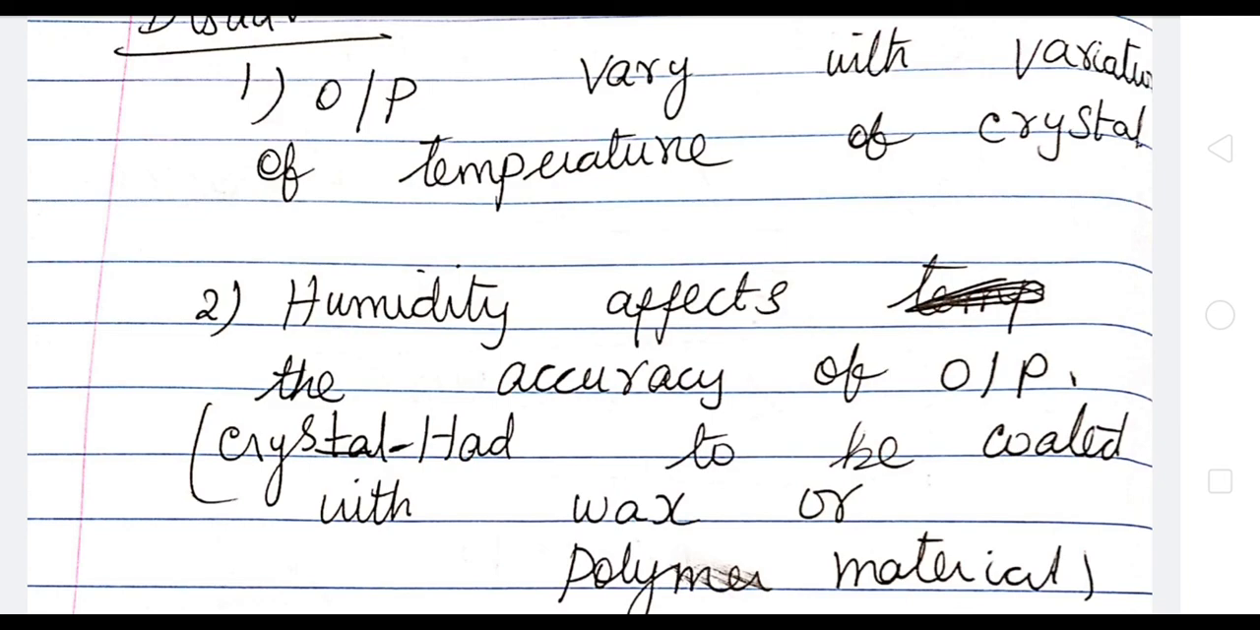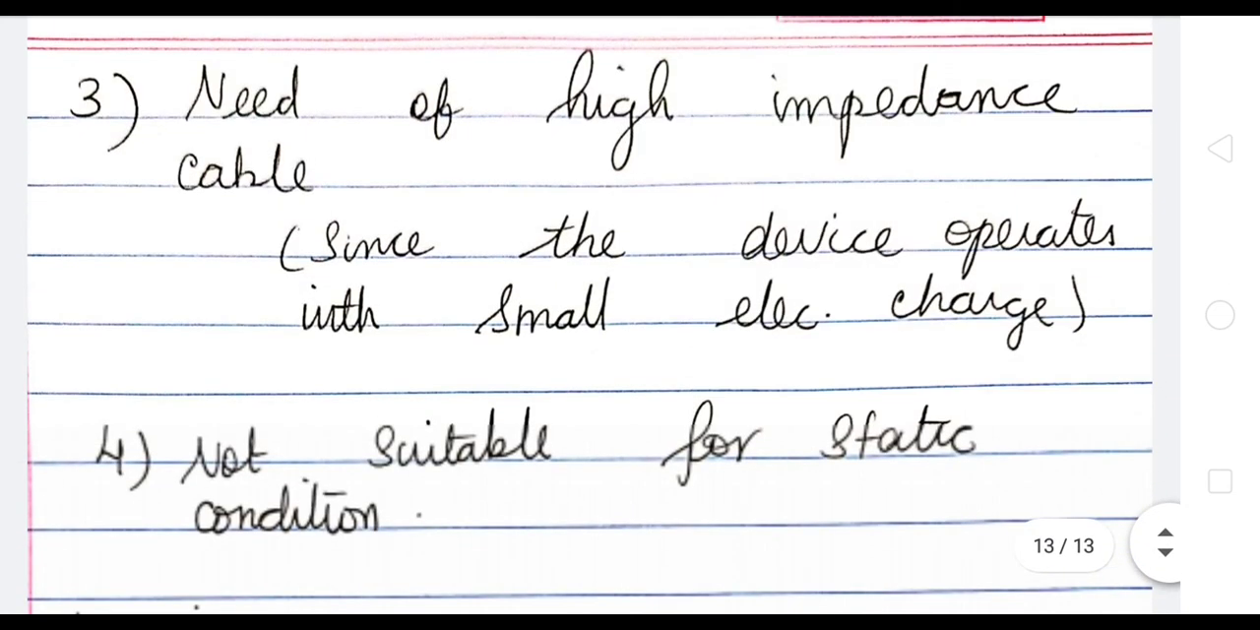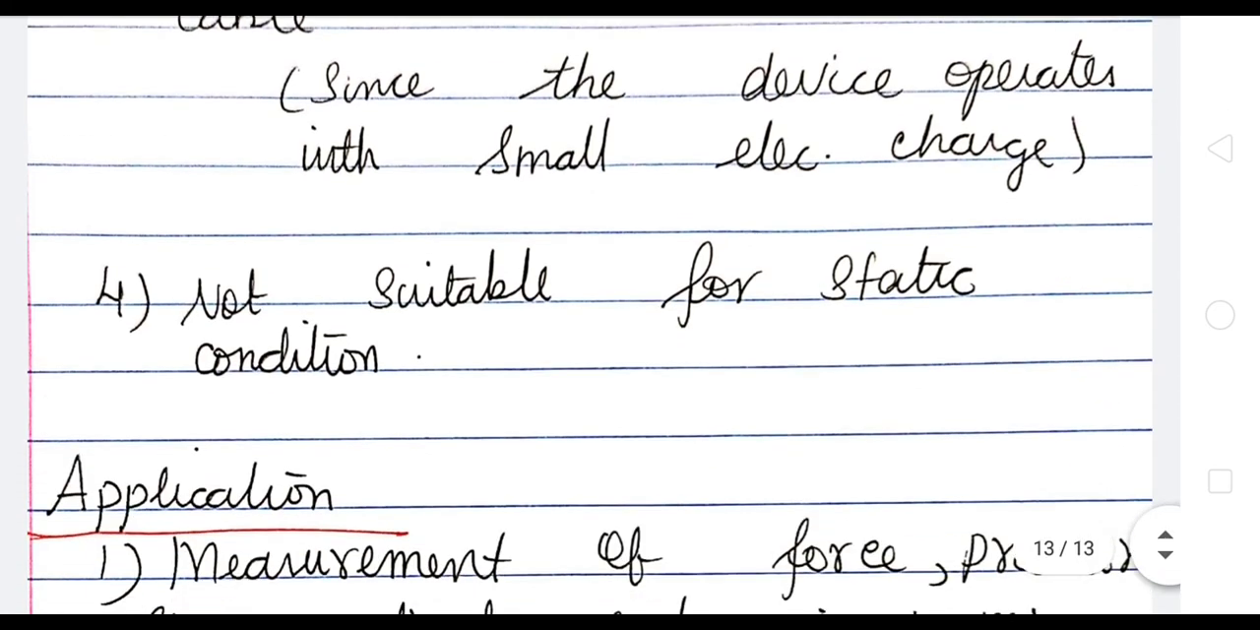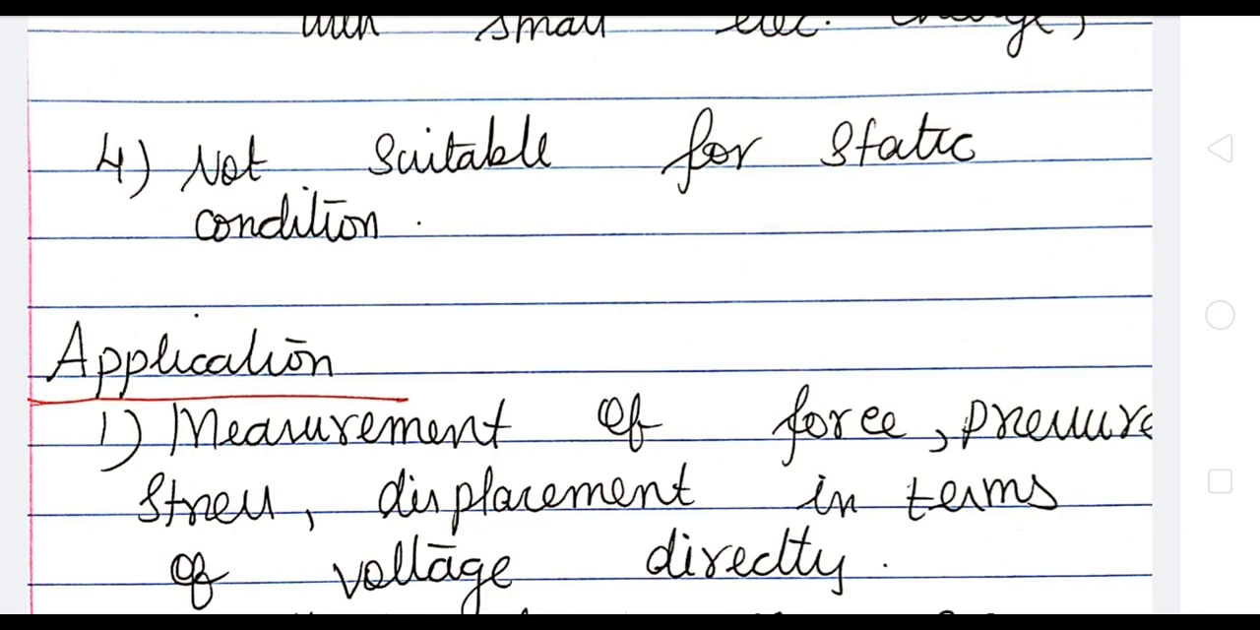Next, the major disadvantage is that the output varies with the temperature of the crystal. If the temperature of the crystal is affected, then the output will vary. And the humidity also affects the accuracy of the output. Hence, the crystal has to be coated with wax or polymer material. It also needs a high input impedance cable, because the charge production is very small and the device operates with small electrical charges and small electric voltage. It is also not suitable for static conditions or static measurements.